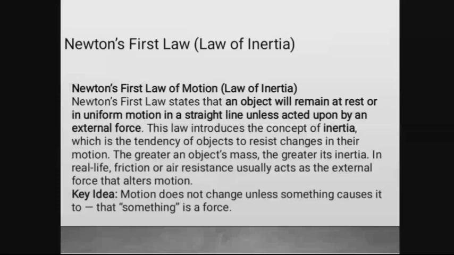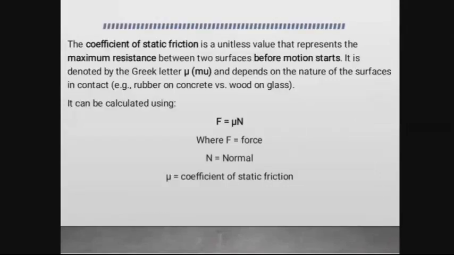So the key idea for this law of inertia is that motion does not change unless something causes it, and that something has to be a force. This is the summary of the whole law of inertia: everything would not change its state of motion unless something else acts on it, and that something else is usually a force. So let's go to our next slide and see what we have there.